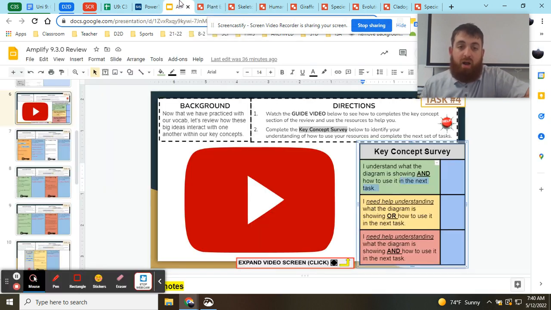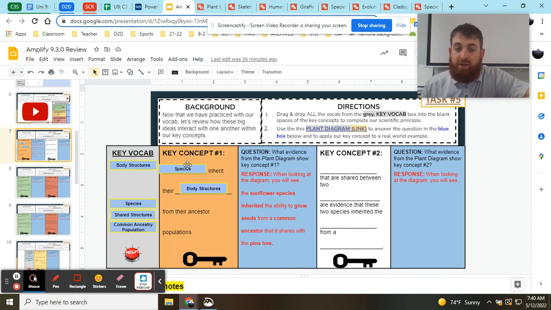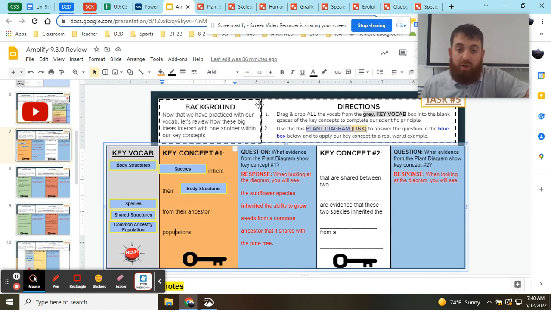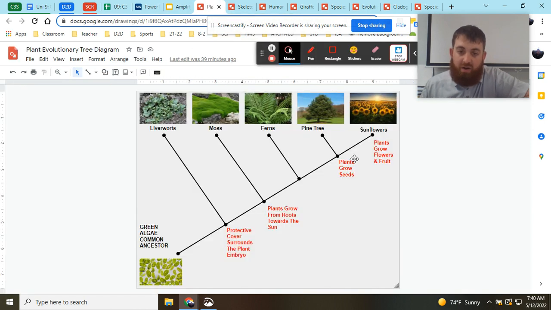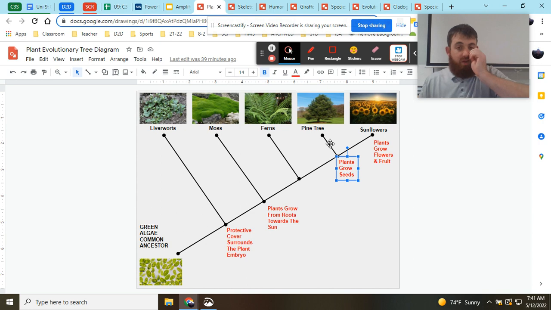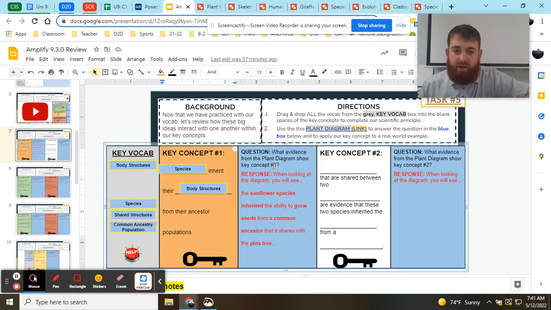So when we look at our tasks here, we know we have to drag and drop our key vocab. So our first one, as we know, is species inherit their body structures from their ancestral population. So when we look at this diagram here, we're able to see our sunflower has inherited all of these different traits from different common ancestors throughout time. And we know that because at each of these points where we have a new species arise, that common ancestor had a new trait.